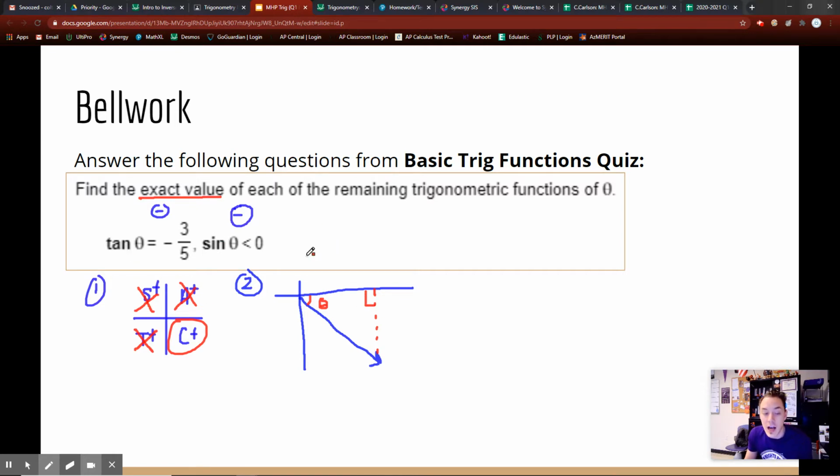Tangent's ratio is opposite over adjacent. So opposite 3 all over adjacent 5. Which one gets a negative? The 3, of course, because it goes down. So this point right here is technically (5, negative 3).